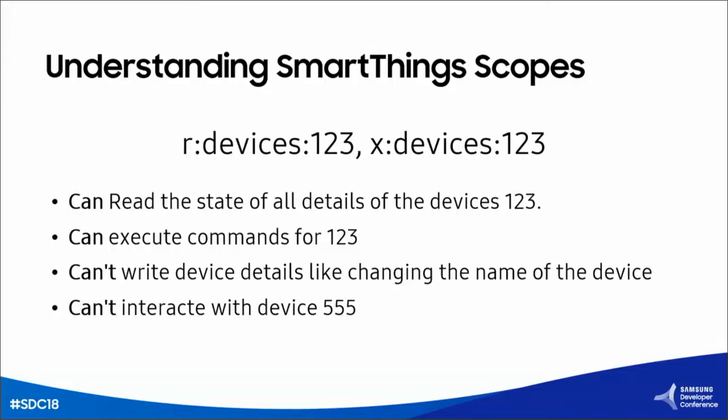Now, if we have something like our device is 123 and X device is 123, that app that I just talked about where you're monitoring the state of a lock, you could enhance that and say, I'm only going to deal with this one device, but I can now execute commands for that device. If you've seen the capabilities in SmartThings, we have attributes and we have commands. Reading is all about dealing with the attributes. Execute is all about dealing with the commands.